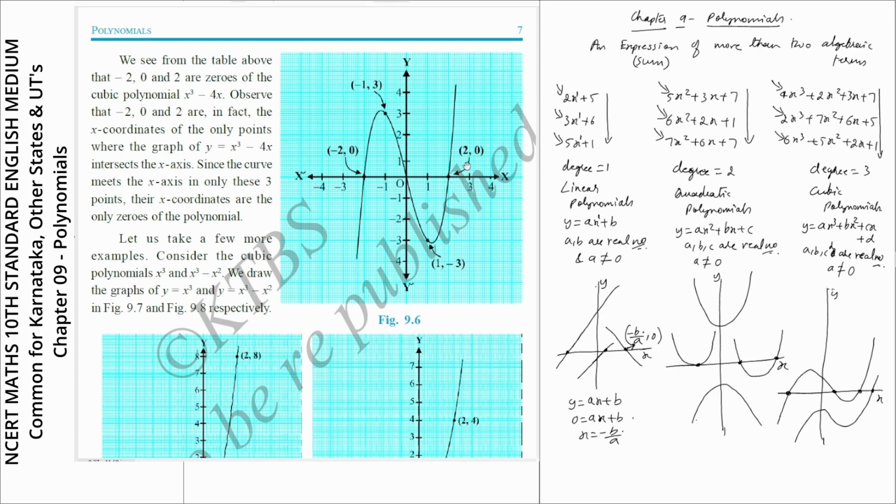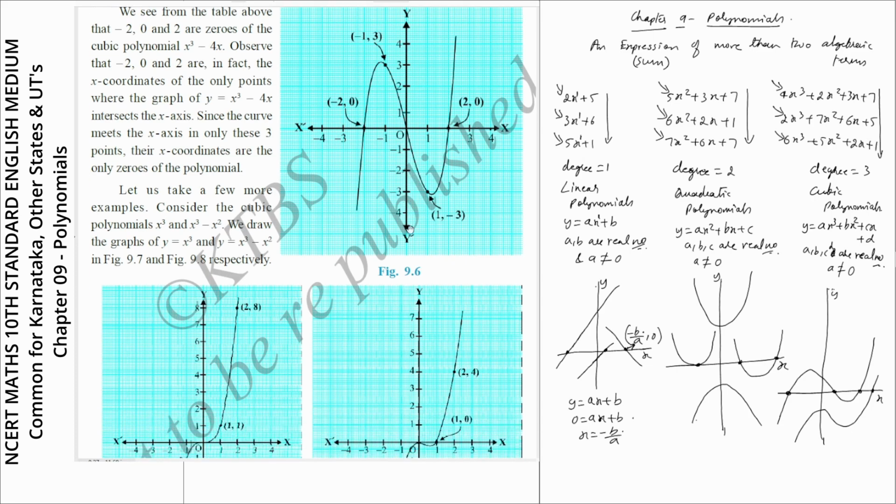So zero is nothing but the value of x for which y is equal to 0. So for x equal to minus 2, y becomes 0 at this point, for x equal to 0, y becomes 0 at this point. For x equal to plus 2, y becomes 0 at this point. So there are 3 zeros totally.